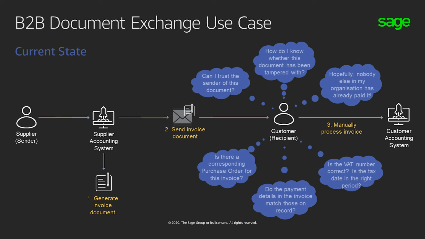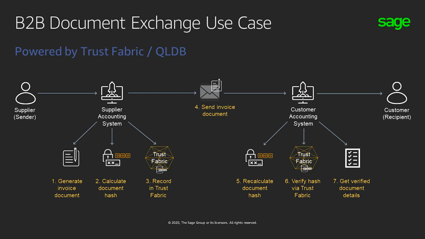Let me illustrate this with the help of two diagrams that look at the exchange of an invoice document between supplier and buyer. This diagram here shows what is currently involved. As noted earlier, there is a lot of contextual knowledge the recipient user applies before posting and paying an invoice. Can I trust the sender? Do the bank details on the invoice match those on record? Is there anything in the document that does not look plausible? Could it have been paid already?